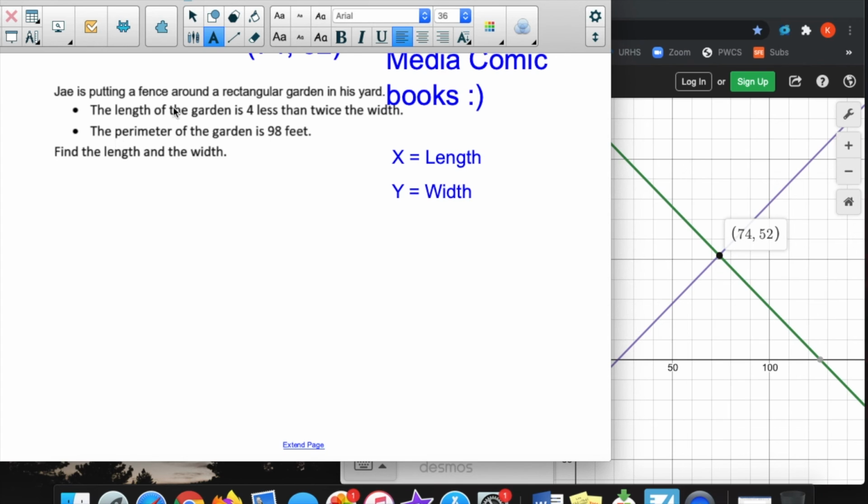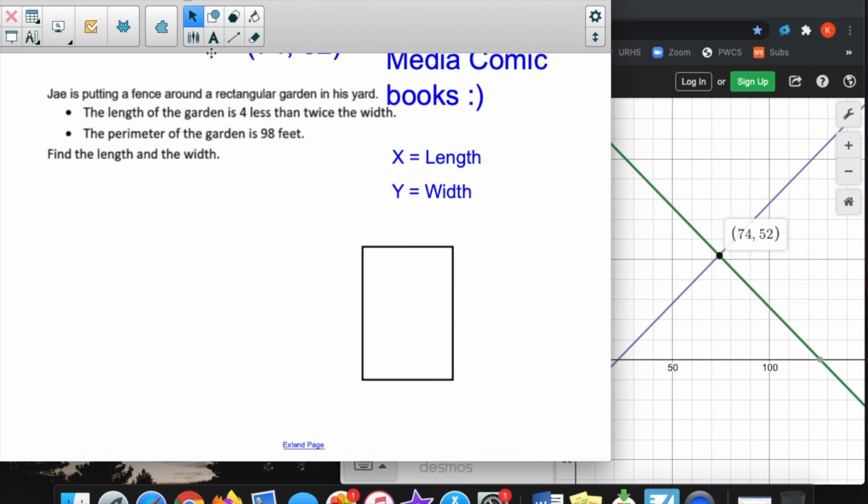Two statements that I'm given here. I'm going to go in reverse order, so the second one first: the perimeter of the garden is 98 feet. Let me sketch a little rectangular garden here. Perimeter is the lengths of the four sides added together. The widths would be the two going side to side, and the lengths would be the two that are up and down.